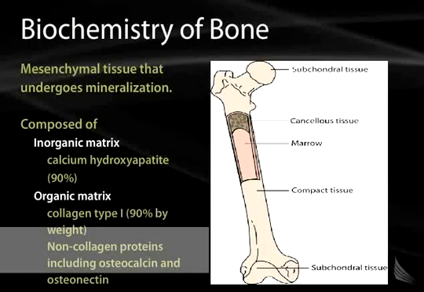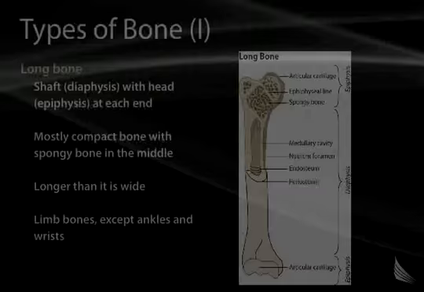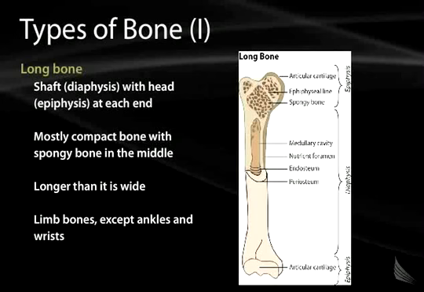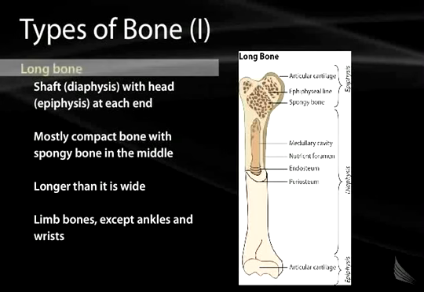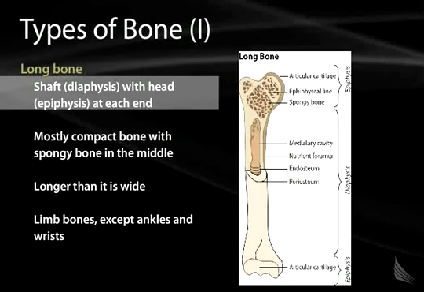Our diagram here simply shows what a typical cross-section of bone looks like, with the compact tissue surrounding the regions of cancellous tissue, bone marrow, with the subchondral tissue found at either end of the bone where the joints develop. Now, for the various types of bone, what most of us think about are what we term the long bones. That is where you have a shaft, what we refer to as the diaphysis, with a head or epiphysis at each end.